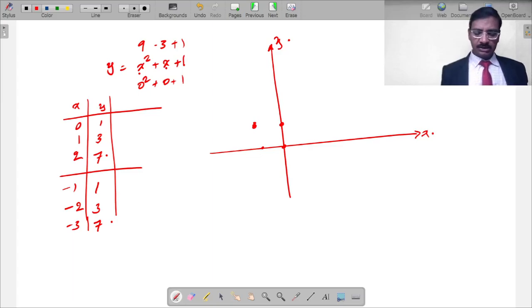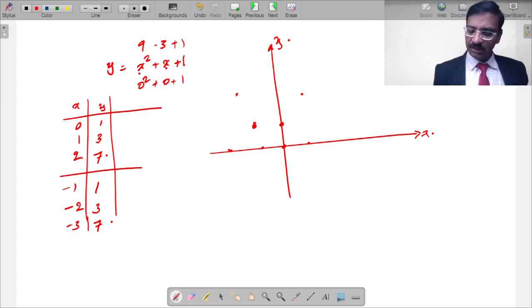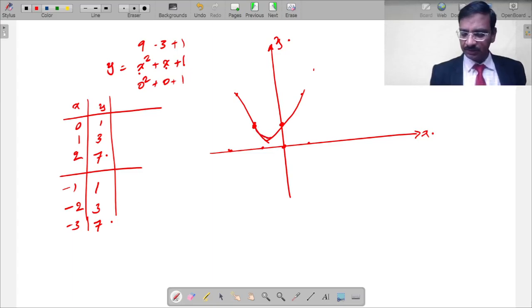And again at x is equal to plus 1, the y value is 3. Similarly, here also at minus 2 the y value is 3, like this. And if you try to draw the graph of this particular shape, this value will come to like this. Like this you are going to get the shape like this. Got it? So like this particular function is drawn like this.